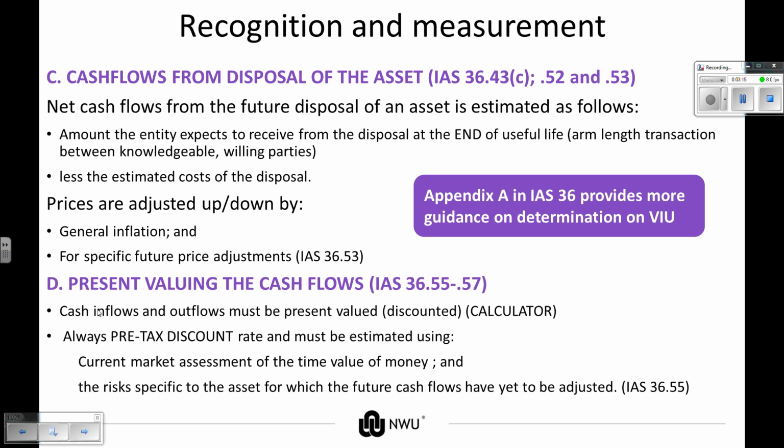And then we will take our cash in and outflows that we are going to use. We will put it in my financial calculator. I will always use my pre-tax discount rate, and I will calculate my net present value.